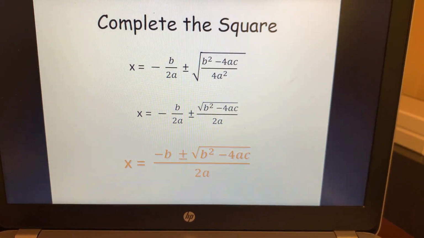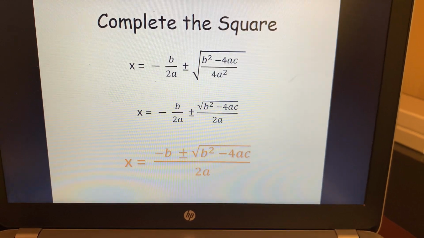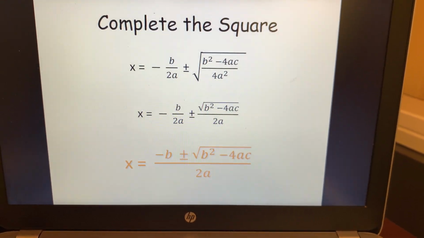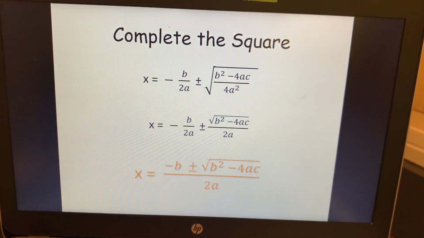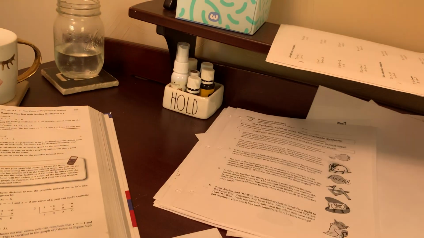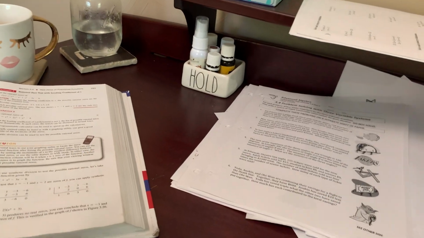That's where you get the quadratic formula from, is just completing the square of a basic standard form or quadratic form equation, depending on the textbook you have. So that's where it comes from. All right, do the suggested homework problems, and we will go over them in class.